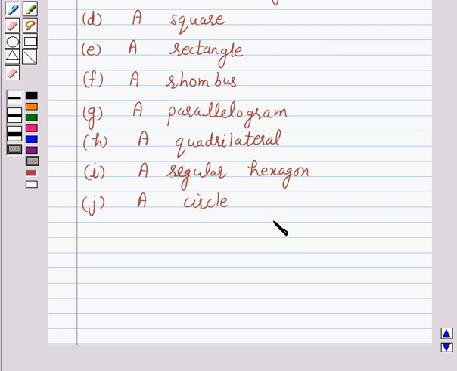Again, we know that a polygon is said to be regular if all its sides are of equal length and all its angles are of equal measures. Hence, the regular polygons are symmetrical figures. Now, each regular polygon has as many lines of symmetry as it has sides. So, keeping this in mind, let's start the solution.